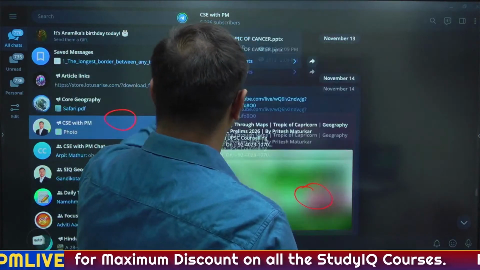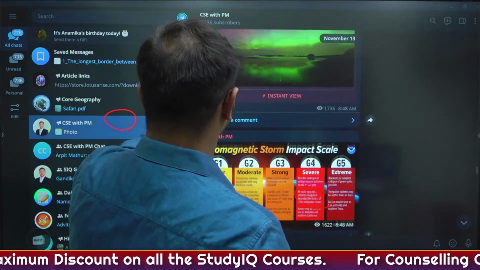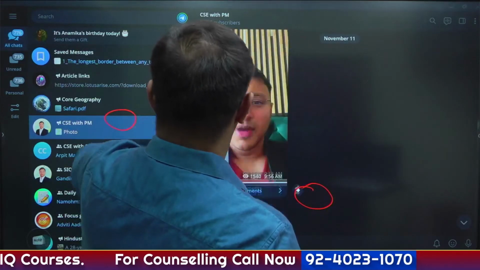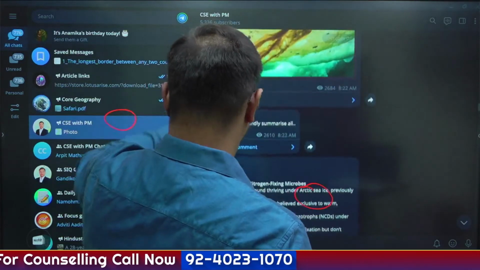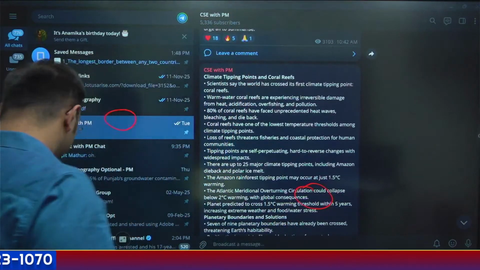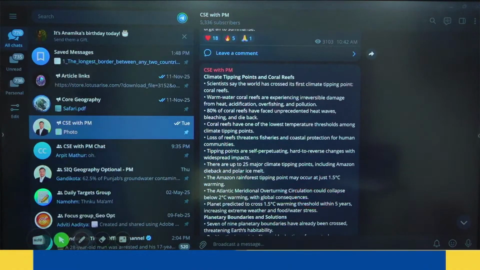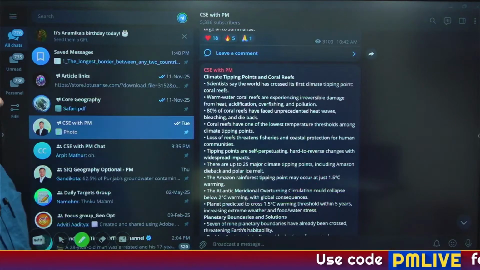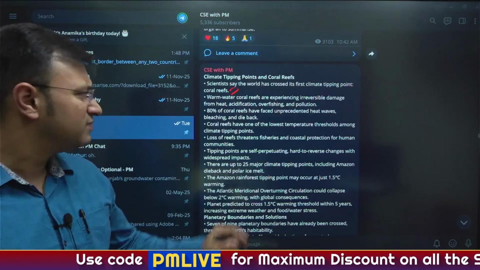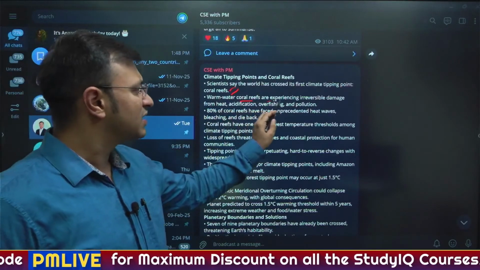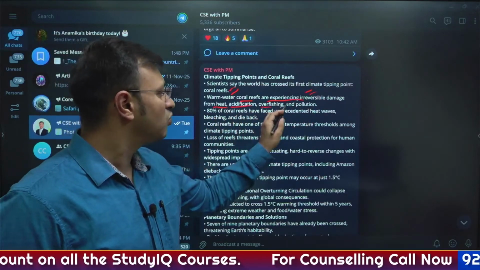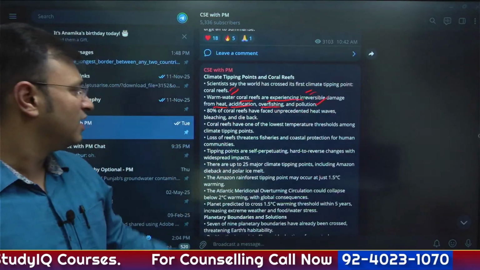So I just shared that article on my group too. Let me just open it up and give you a good AI summary of it. See, climatic tipping points which we have achieved right now because of this 1.5 degree Celsius mark. Scientists say the world has crossed its first climate tipping point, coral reefs. Warm water corals are experiencing irreversible damage from heat, acidification, overfishing, and pollution.